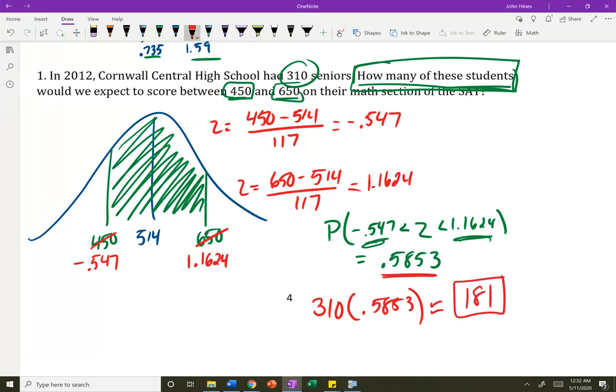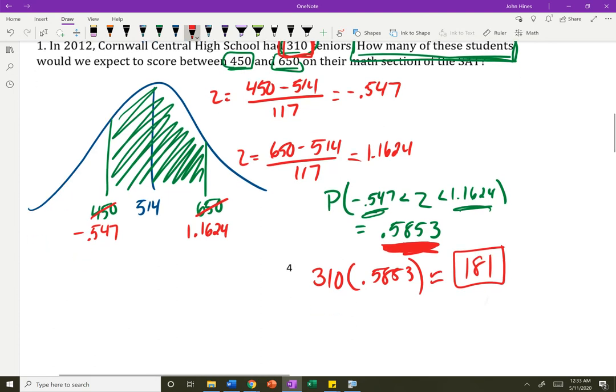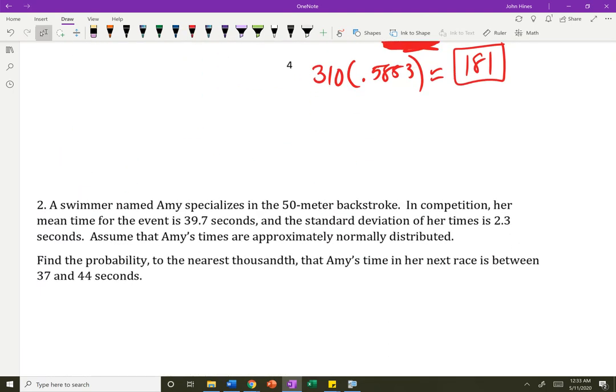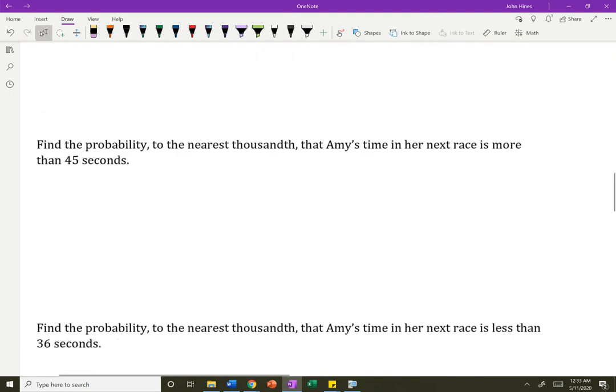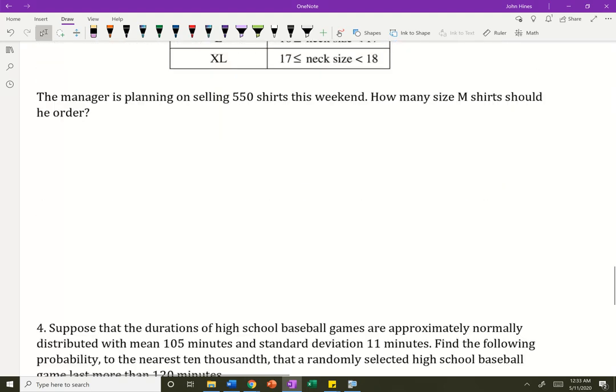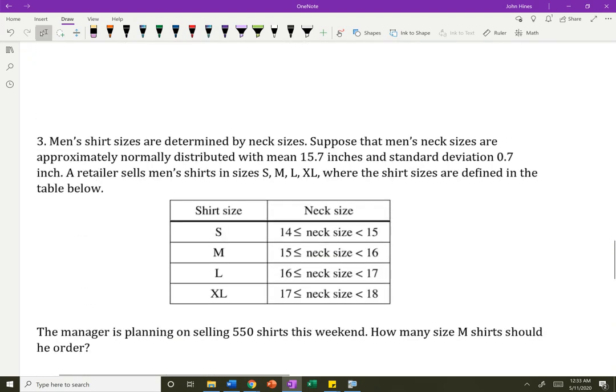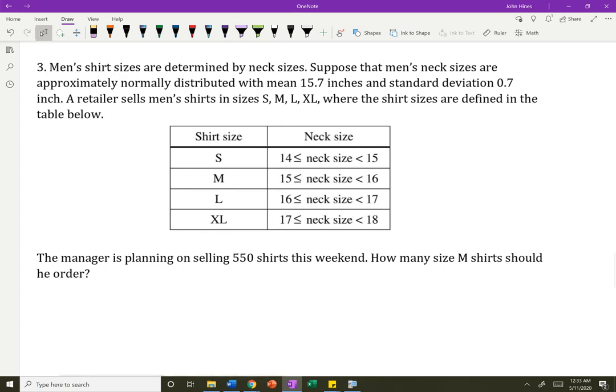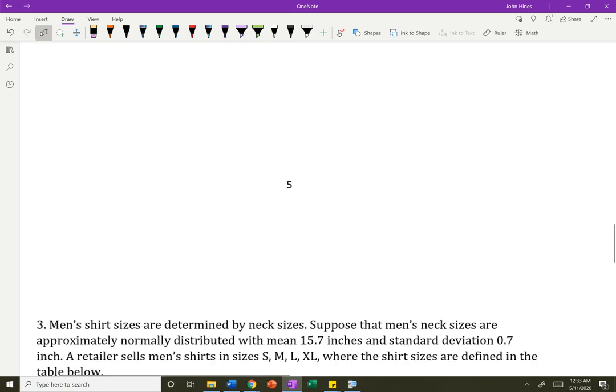So notice I wasn't just asking for a probability. I had one extra step to multiply it by how many I actually started with. This is my probability, my proportion of this whole population here. Let's keep on practicing. Actually, I'm going to skip this problem just for the sake of time. Let's jump to 3. Maybe I'll go back to that one and do one of them.